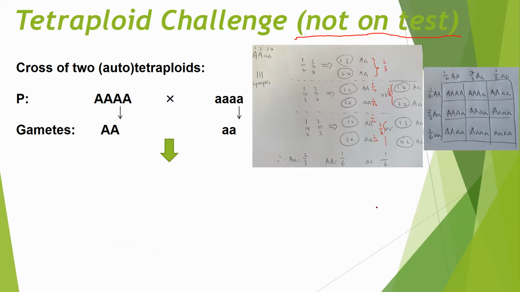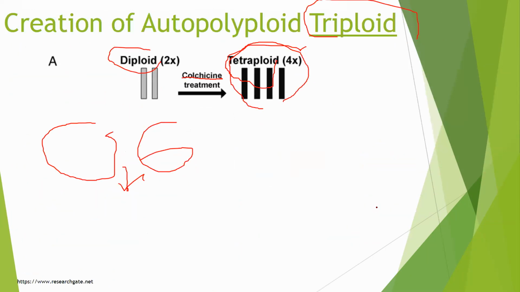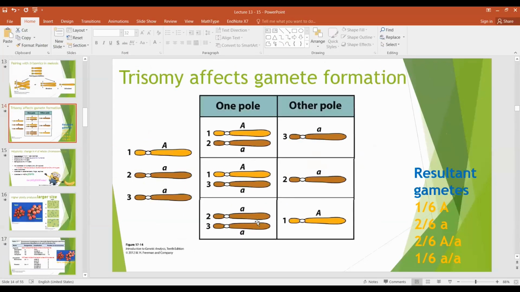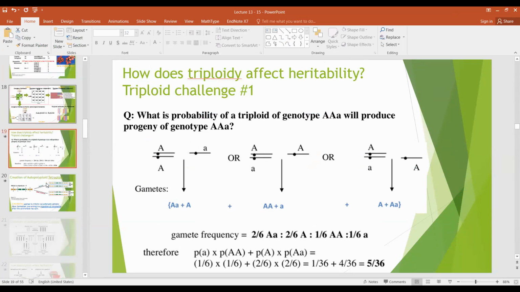But definitely the triploid problem like this is required. I will give you questions like this in the final, and I will ask you to calculate the probability based on the triploid genotype or the trisomic genotype.